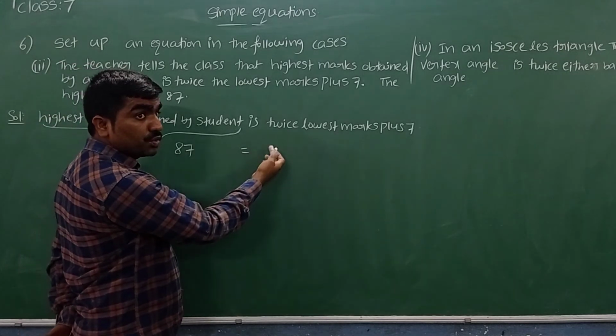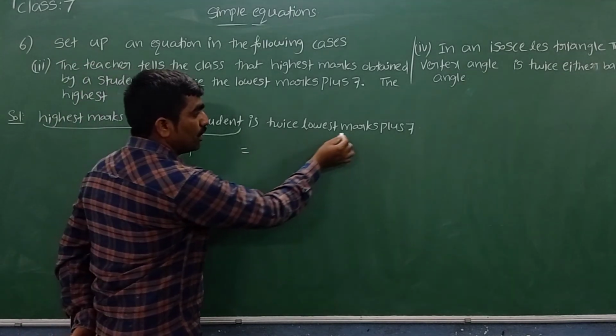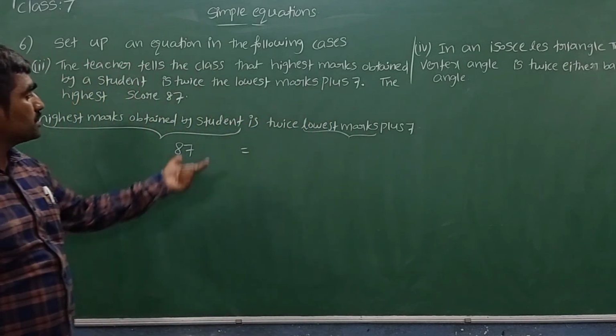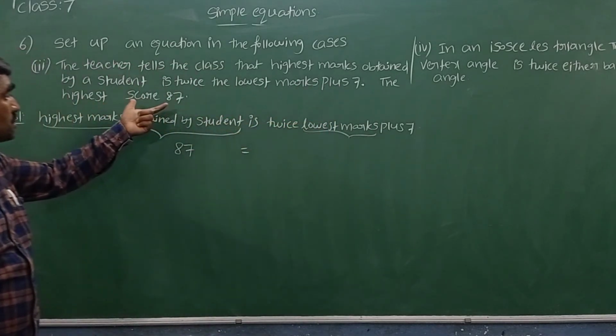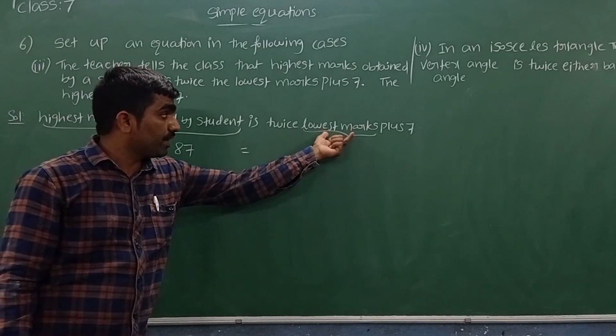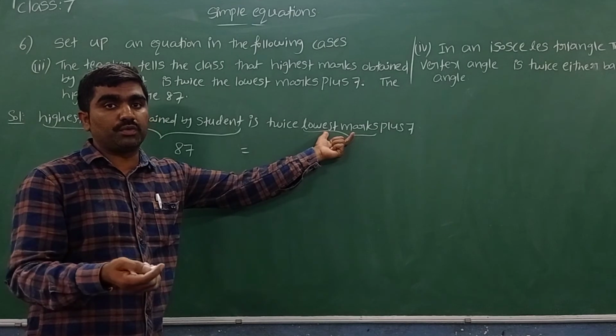Twice, which means 2 times, 2 into the lowest marks. Can you see what the lowest marks are here? Sir, in the question there are no lowest marks. They said only the highest score is 87. What is the lowest mark? We don't know actually. The lowest mark is an unknown value.